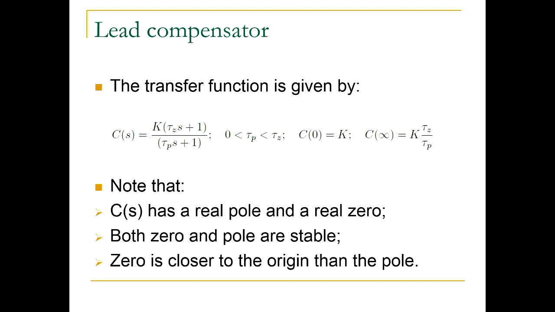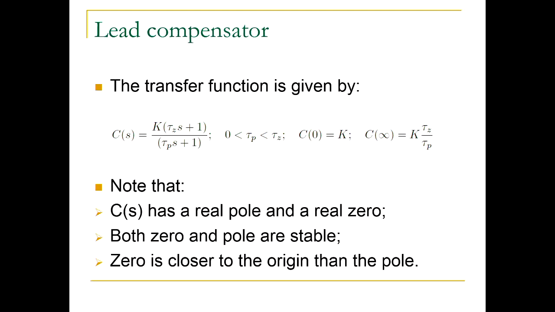Lead compensator, as I said, the transfer function of a lead compensator is yet another one. It has the same transfer function except for one detail that's different. Now tau p is smaller than tau z. So what does this mean? Well, the zero is closer to the origin than the pole. Obviously, both pole and zero are stable, right? Because tau p and tau z are positive, right? Except that in this case, the zero is closer to the origin than the pole.